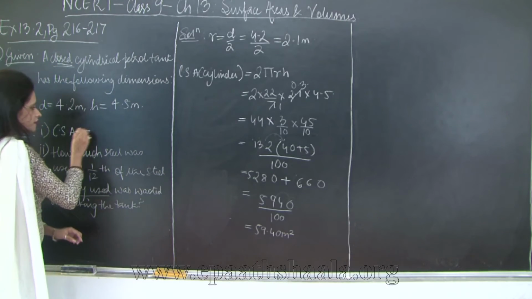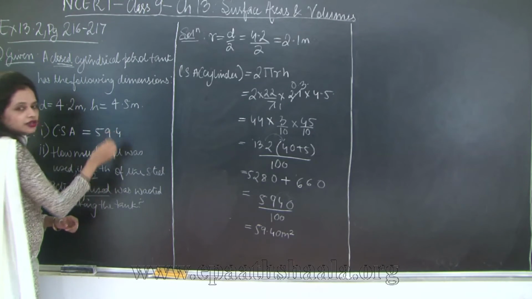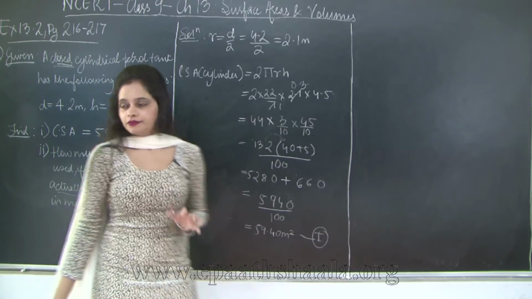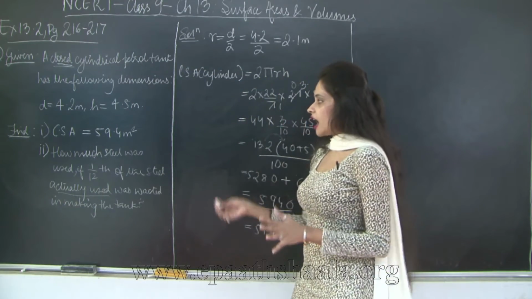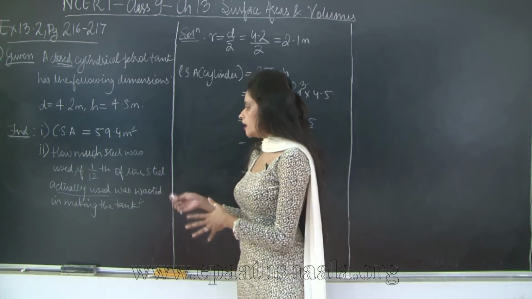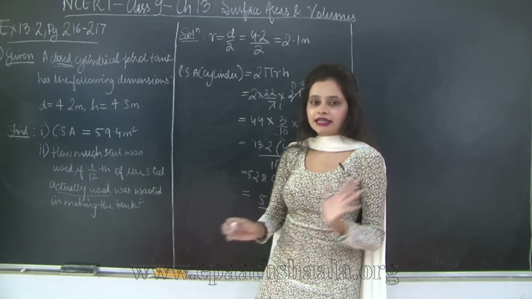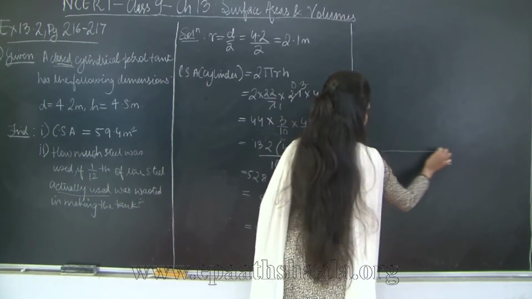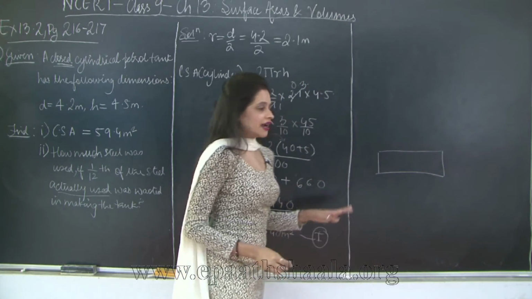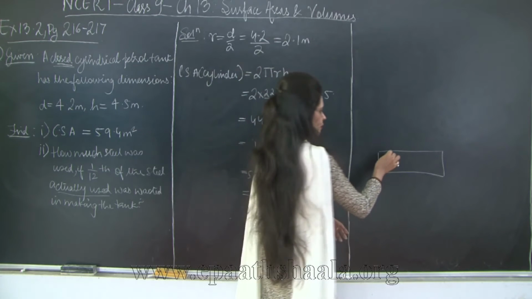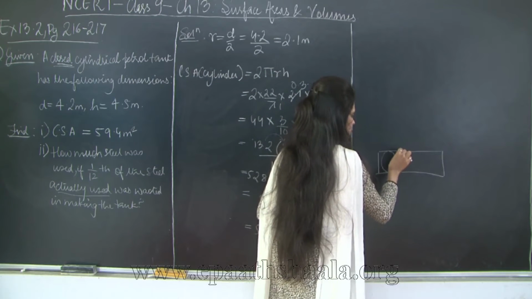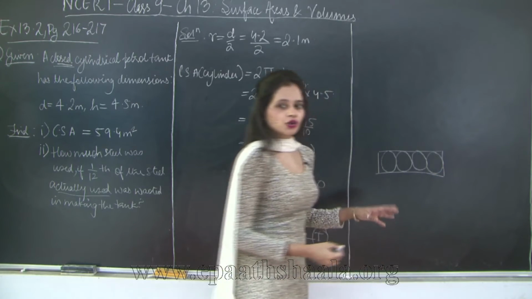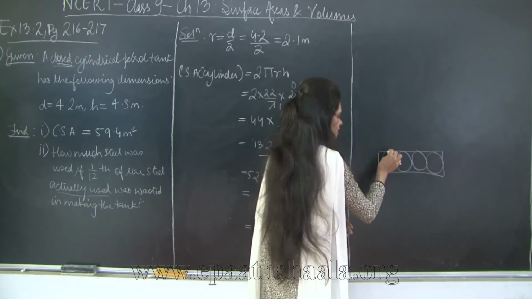Let's write the answer over here, because we might run short of space, and let's mark this as 1. Now, the second part of this question reads: how much steel was used if 1/12 of the steel actually used was wasted in making the tank? So let's say I have this piece of paper over here, and I need to cut out circles from this piece of paper. So I'm drawing a circle here, another circle here, and another circle here. So how much of this entire paper would actually be used?